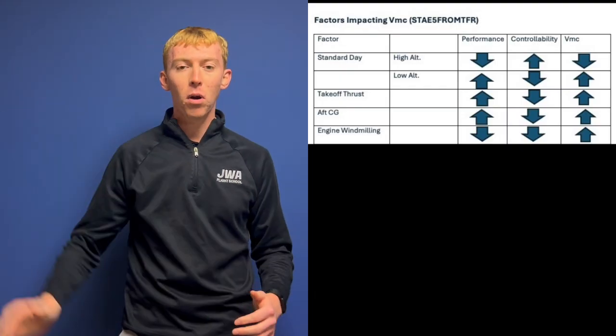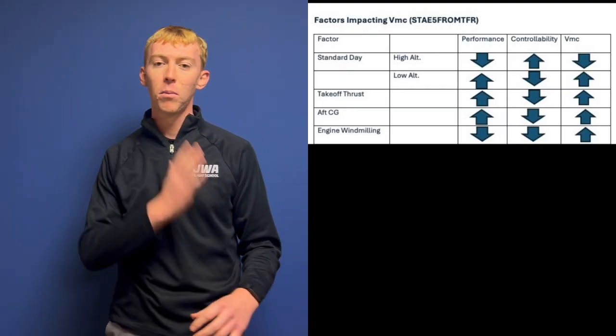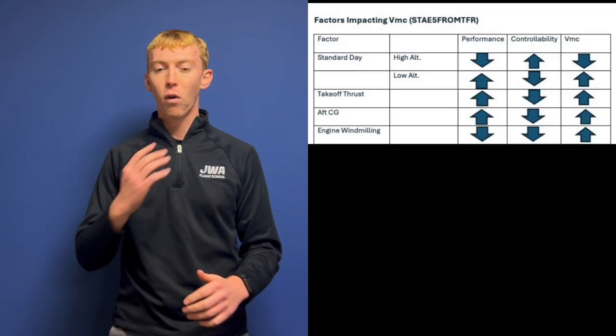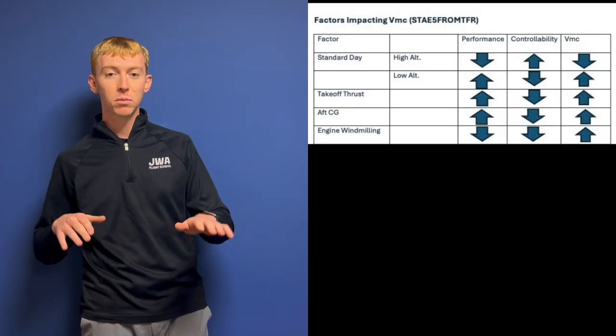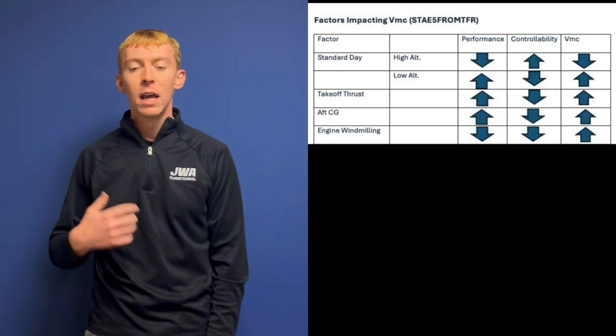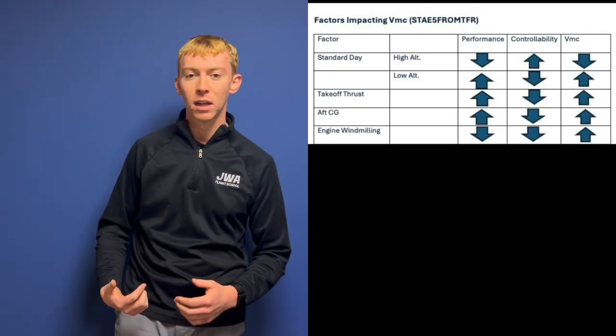The next topic is engine windmilling. A windmilling prop is inefficient. It's creating more drag on that airplane. Performance is going to decrease. In addition, controllability is also going to decrease because we have more drag on that airplane. Therefore, VMC increases with the engine windmilling.